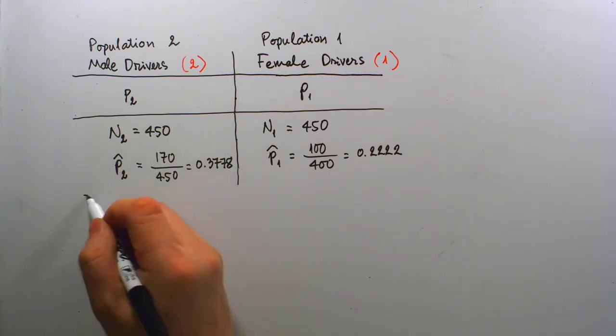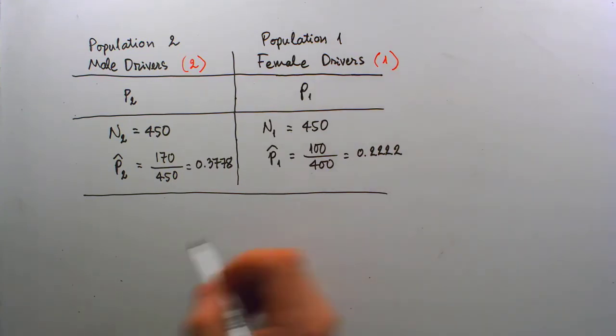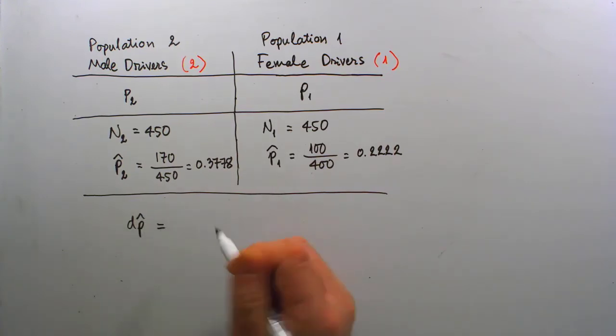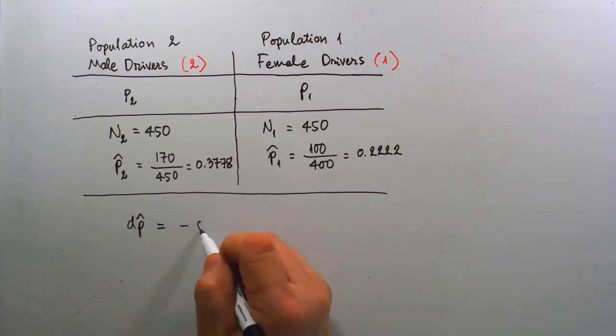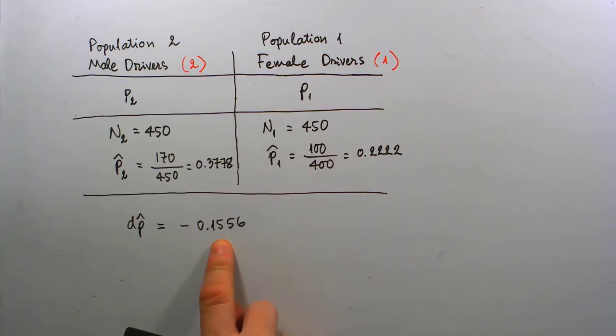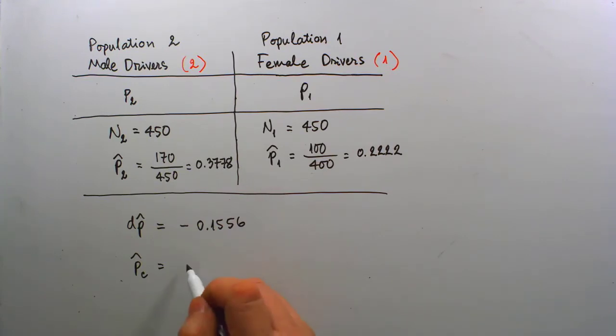And so as a further impact for the entire work that we were doing, the dp hat would consequently come out being negative 0.1556 instead of positive 0.1556 that we have seen back in the problem. Switching the labeling convention will not change our p hat c value, because the p hat c value simply comes out by totaling the two sample sizes.